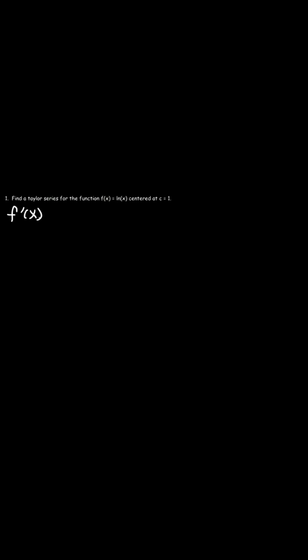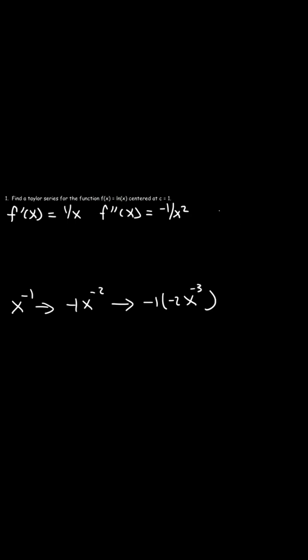So f prime of x, the derivative of ln x, that's 1 over x. Now to find a second derivative, we need to rewrite it and then use the power rule. So the second derivative is negative 1 divided by x squared. And then to find the third derivative, let's use the power rule again. So for the third derivative, it's going to be 2 divided by x cubed.